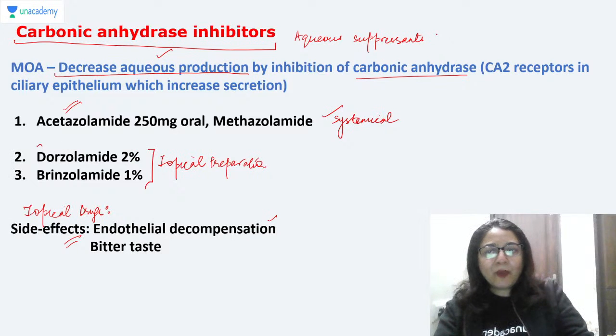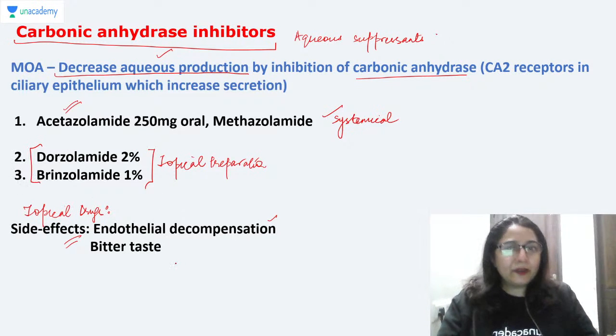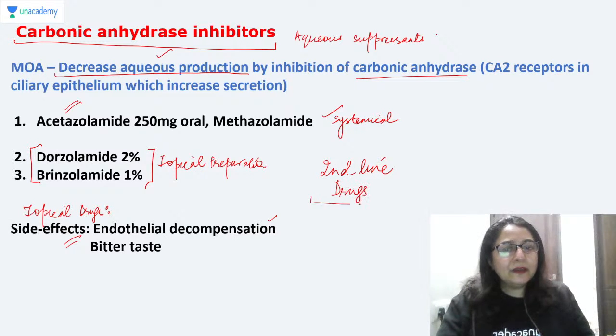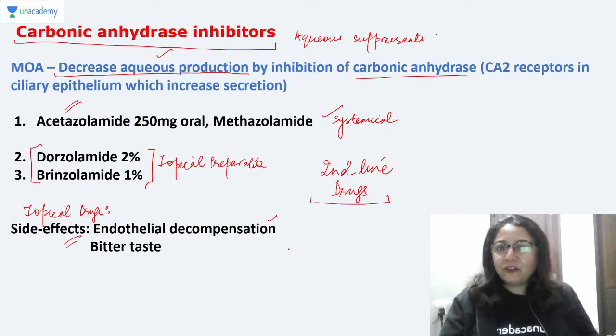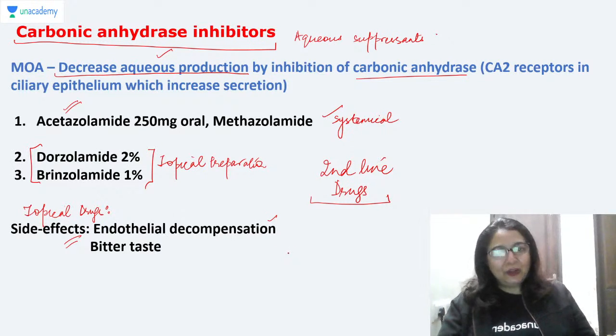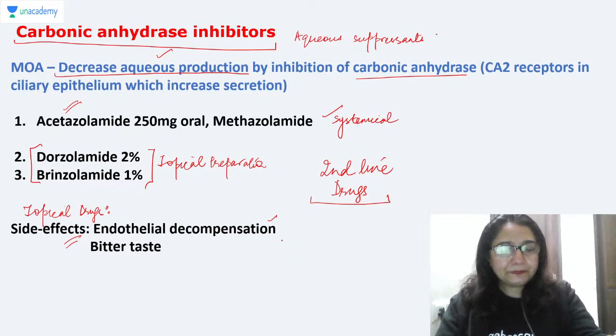So your oral acetazolamide has multiple side effects. The topical ones are very well tolerated, and they are also used as second line drugs. Second line means when the pressure is not being controlled by the first line drugs. First line drugs are your prostaglandin analogs, do remember.